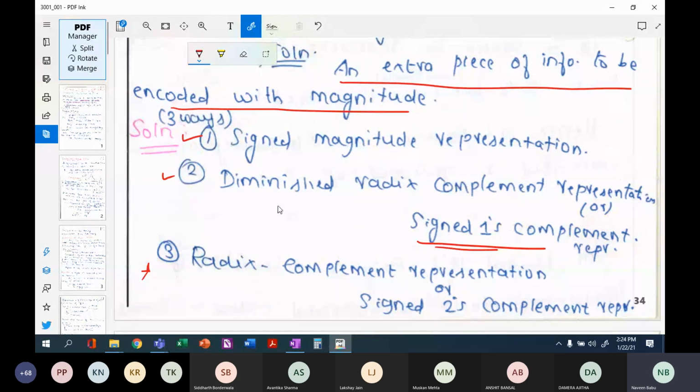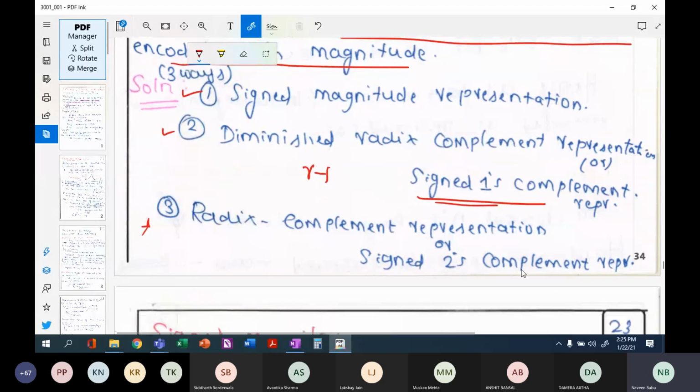What you are doing is, if you represent your base as R, in case of signed ones complement representation, you will diminish this particular radix, which means you will reduce this radix by 1. That is the meaning of a diminished radix complement representation. Second is the signed twos complement. The other name of signed twos complement is radix complement representation, a simple radix complement representation, right? So these are the different solutions. First, let us take the first one.